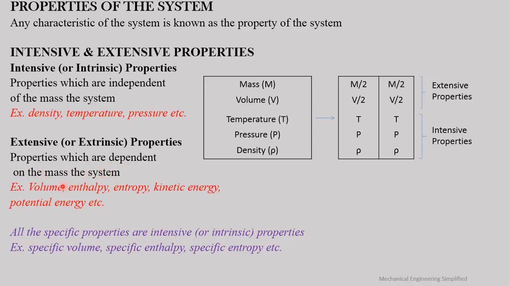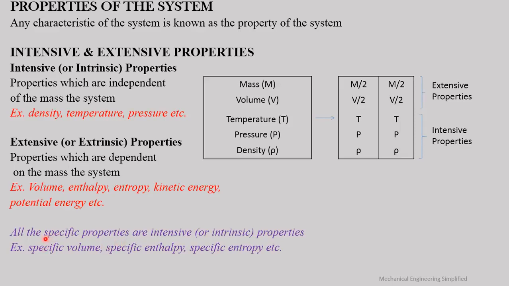They are known as extensive or extrinsic properties. Example: volume, enthalpy, entropy, kinetic energy, potential energy, and many more. Okay, and all the specific properties are intensive or intrinsic properties. What does this mean? What is a specific property?